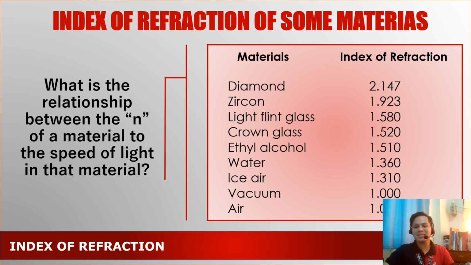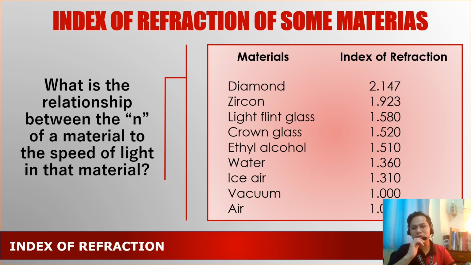So I asked you last time, what is the relationship between the n or the index of refraction of the material to the speed of light in that material? And the answer is inversely proportional. Buot pasabot, the higher the value of your n, the slower the speed of light in that material. So buot pasabot, the diamond, for example, and zircon, mas dako ang value si diamond.